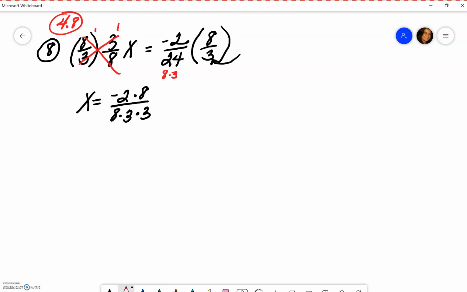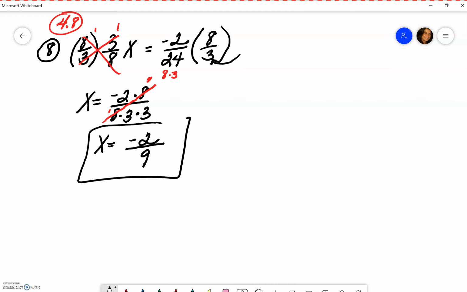All right, so now when I start dividing out, that divides out to ones. And then if you look at the top, we have a negative 2 remaining in your numerator, and the denominator, it's 3 times 3, which is 9, and that's your final answer.